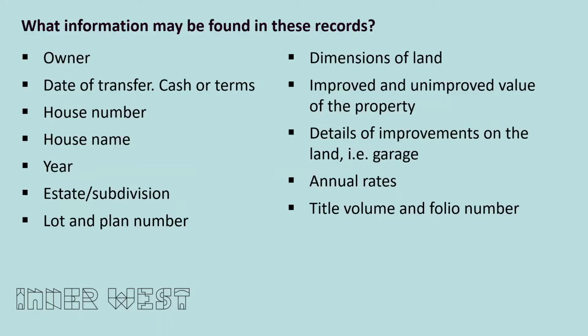What information may be found in these records? Owner, date of transfer, cash or terms, house number, house name, year, estate or subdivision, lot and plan number, dimensions of land, improved and unimproved value of the property, details of improvements on the land such as a garage, annual rates, title volume and folio number.